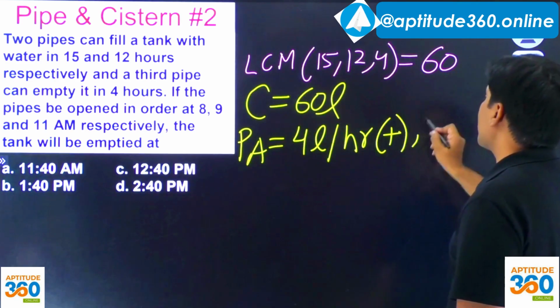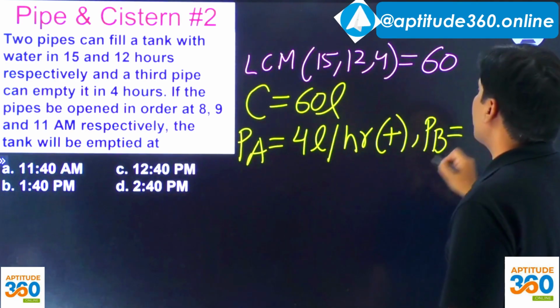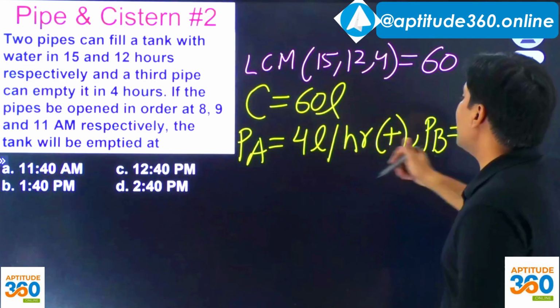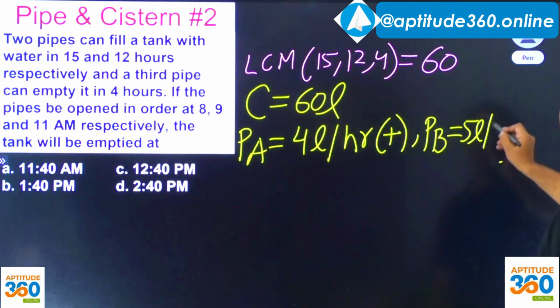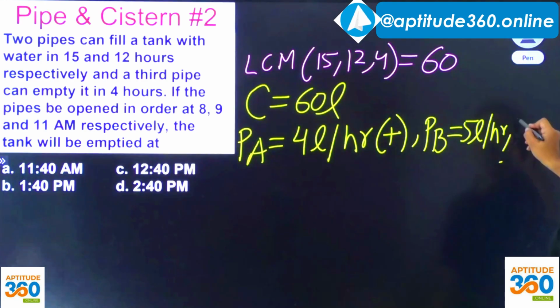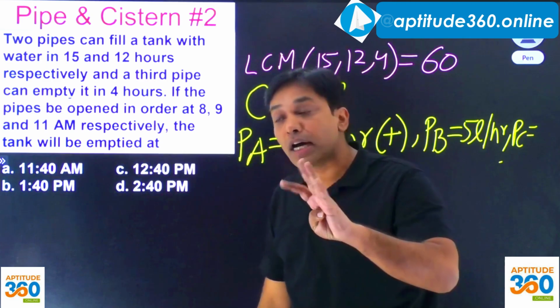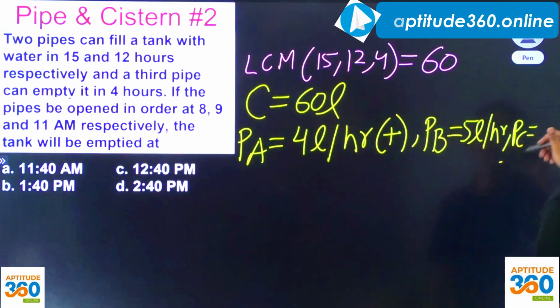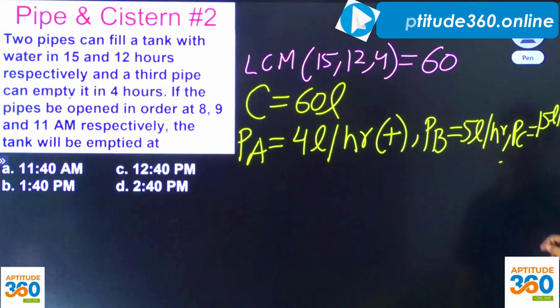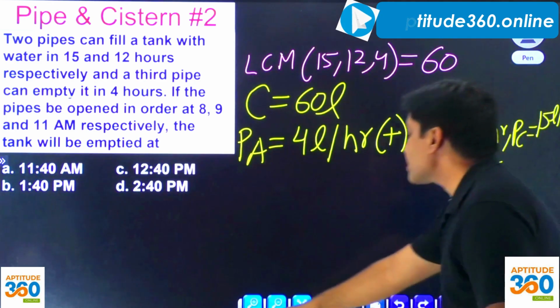Positive work. What is going to be for pipe B? It is going to be 60 divided by 12. It is 5 liters per hour. And what is going to be for pipe C? Pipe C is going to be, because it can empty the entire tank in 4 hours, तो 60 by 4 कर दोगे तो 60 by 4 कितना आएगा? 15 लीटर पर आवर.